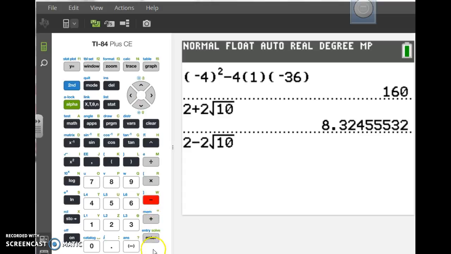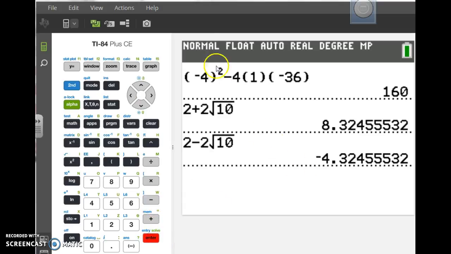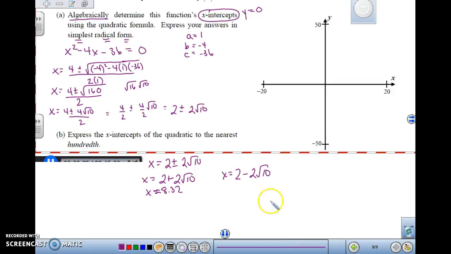2 minus 2 radical 10. All right, and that comes out to be negative 4.32. So x is approximately negative 4.32. Okay, now for part C, it says using your calculator, sketch a graph of the quadratic on the axes given.